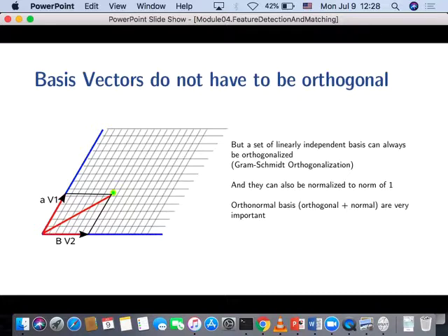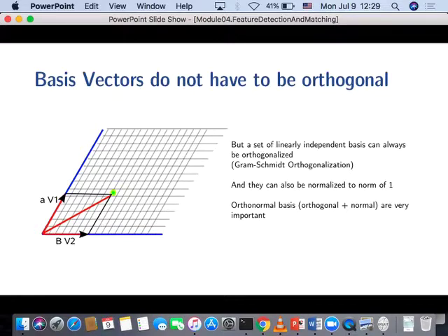However, if I am given a valid basis which is not orthogonal, and I prefer an orthogonal basis, I can always orthogonalize it. That process has a long name. It's called Gram-Schmidt orthogonalization. But it's actually really very simple. I mean, the name is more complicated than the process itself, right? The process is really this.